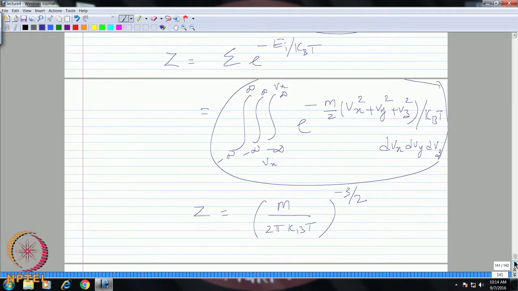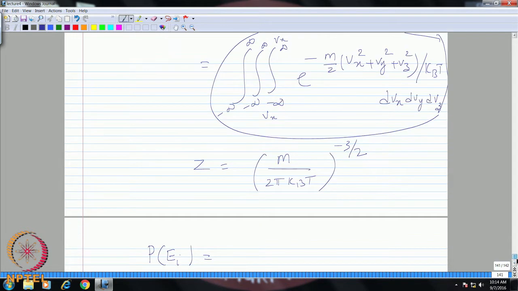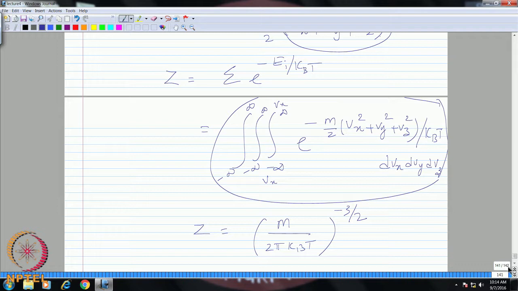So, all you have to do is plug it into some symbolic manipulation package like Mathematica, and it will directly give you the result of this. It will do a numerical integration for this. Okay. So, once you know the partition function, now you can calculate your probability distribution.